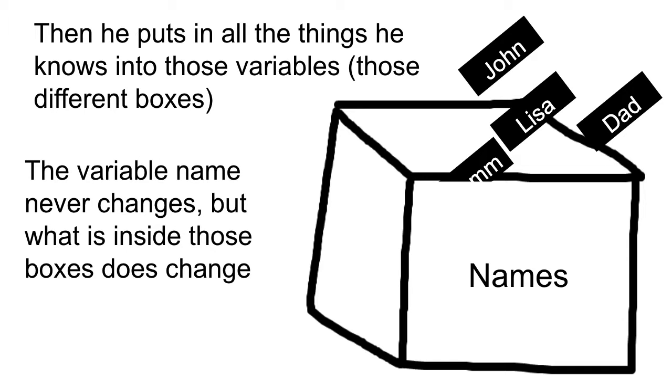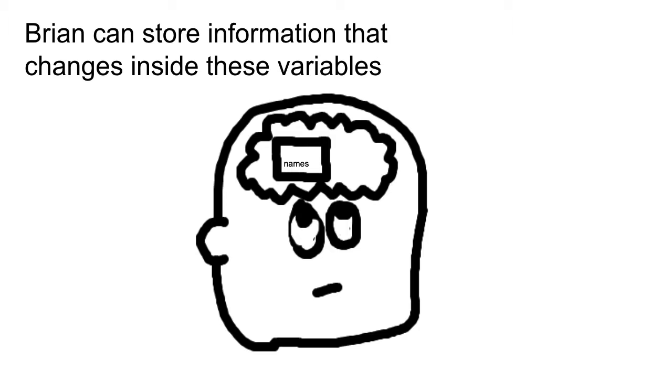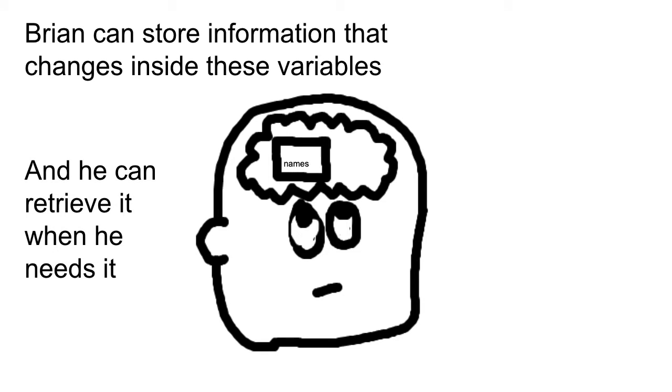The variable name never changes, so the box never changes. But what's inside these boxes does change. So Brian can store lots of information that changes inside these variables. So he remembers lots of names inside the variable called names.